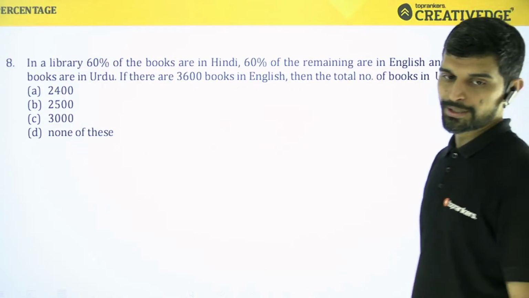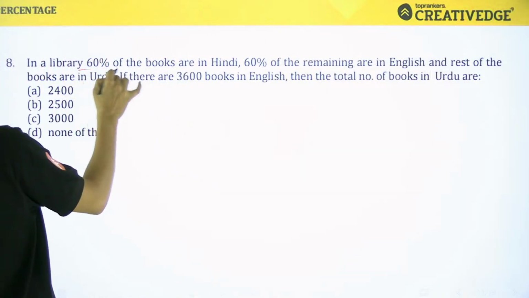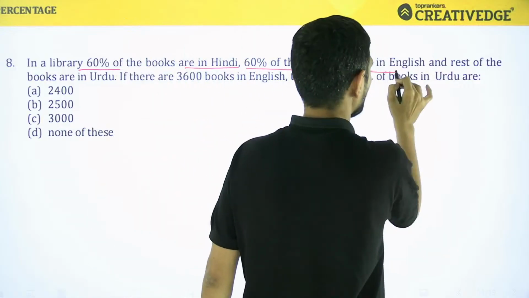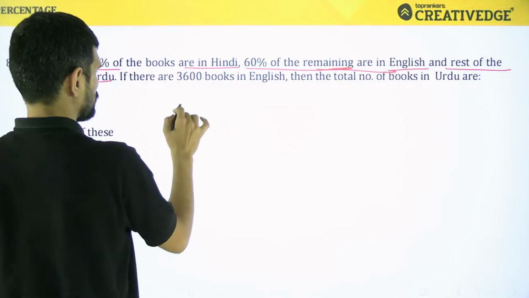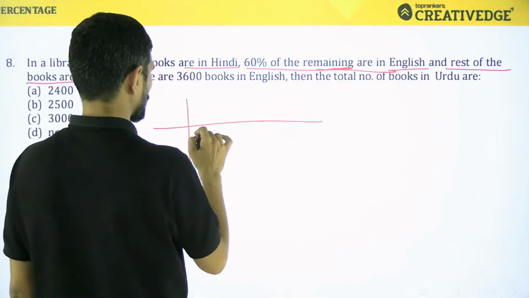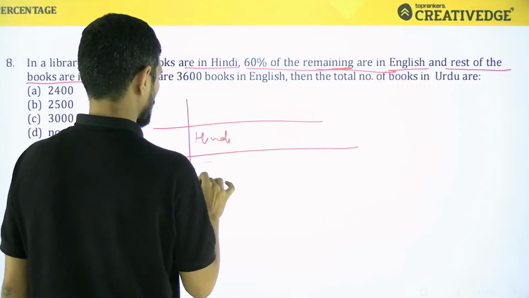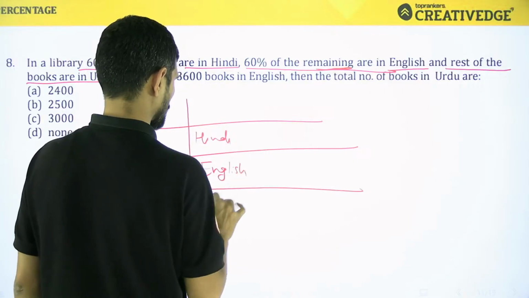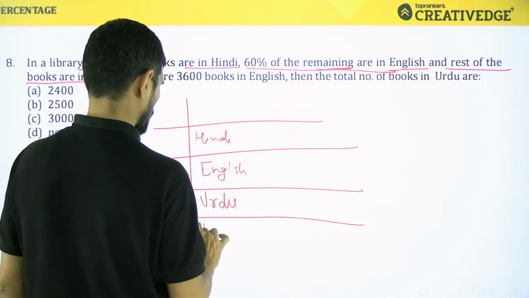All right, everyone. Let's look at the next one. In a library, 60% of the books are in Hindi, 60% of the remaining are in English, rest of the books are in Urdu. So we have got three different languages, Hindi, English, Urdu. And total.